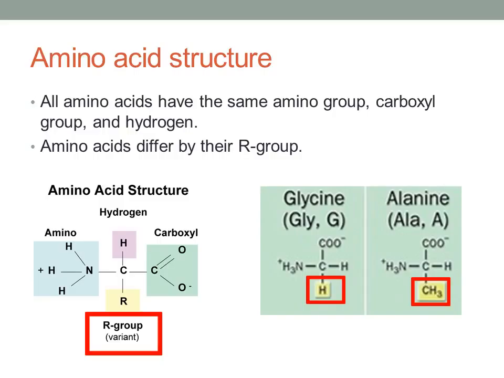Just like we said before, all amino acids have those three things: the amino group, the carboxyl group, and the hydrogen. However, if you see highlighted in red, with a red box around it, we have different R groups. We have a hydrogen for glycine and a CH3, or a methyl group, for alanine. So we see that amino acids have the same structure except for their R group.